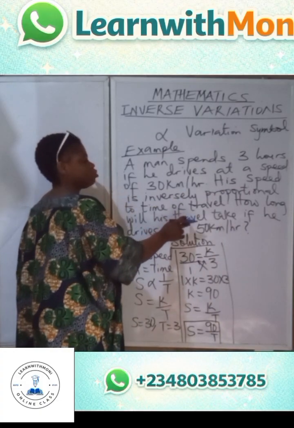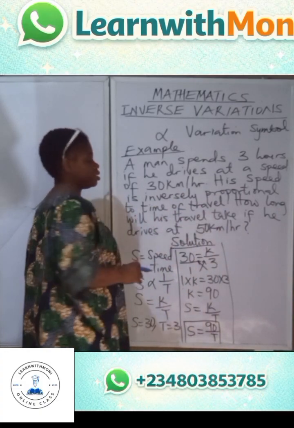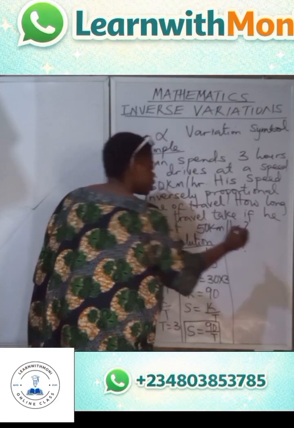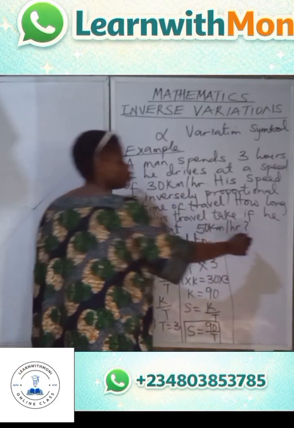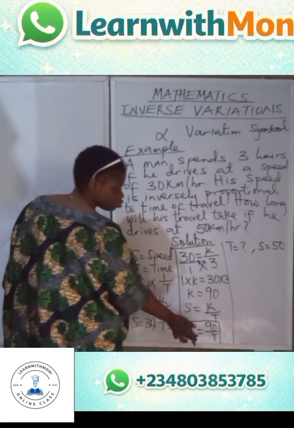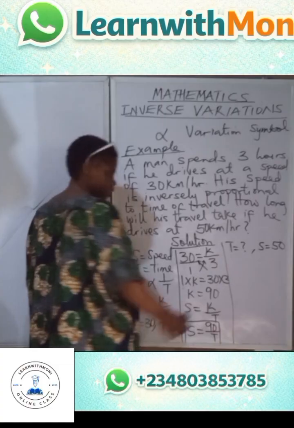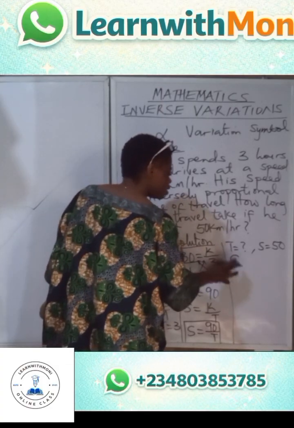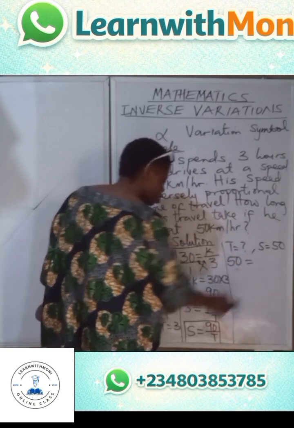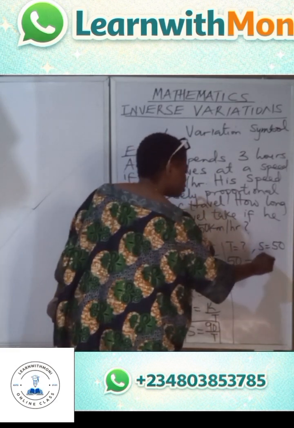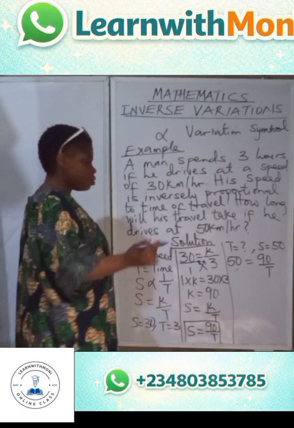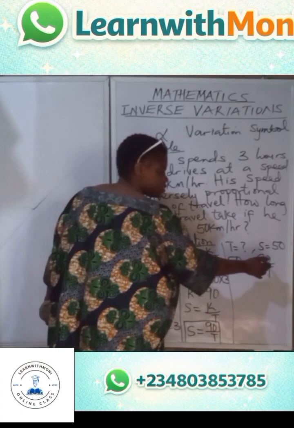So let us see. How long will its travel take? How long means time. What is going to be time if he drives at 50 km/h, if S is 50 km/h? So let's go through this door since we already have the key. S is already given as 50, that is 50 equals 90 over T. We are looking for T. We have to cross multiply to get this T.